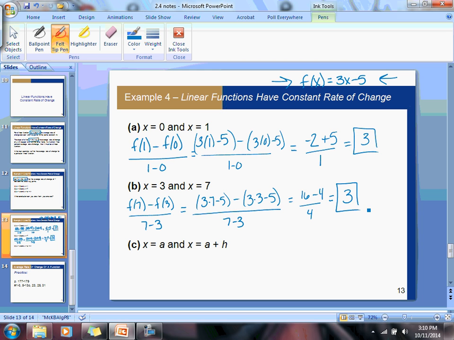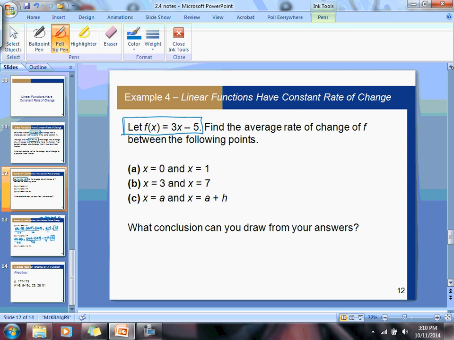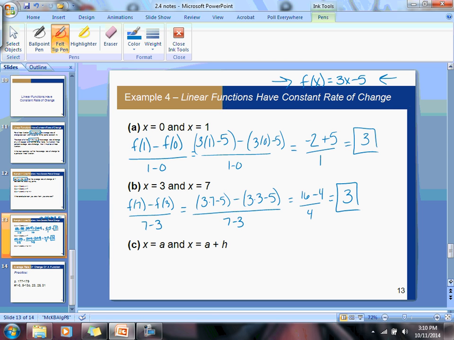Huh. Now remember, we had a follow-up question there. After we do A, B, and C, we want to make some kind of a conclusion. So already we can maybe form a temporary hypothesis for our conclusion. We could say that, hey, my rates are the same. And when your rates are the same for any part of your function, that means that it's a constant function. So let's try part C.